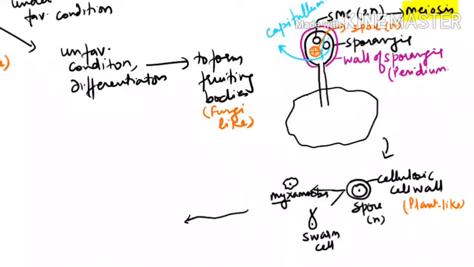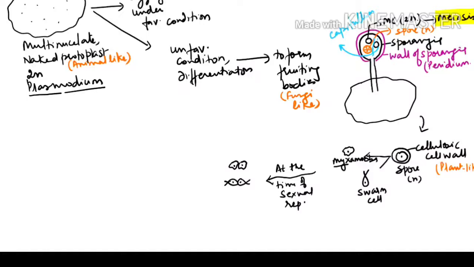Now, at the time of sexual reproduction, what will happen? Either two myxamoeba will come in contact, just like this way, or two swarm cells will come in contact. And these two swarm cells will come in contact with their opposite end, not with the anterior end. So it means they are showing isogamous type of sexual reproduction. Fusion will lead to the formation of zygote, and zygote will undergo karyokinesis only to give rise to plasmodium. So karyokinesis will occur here.